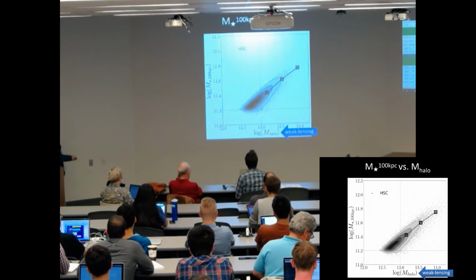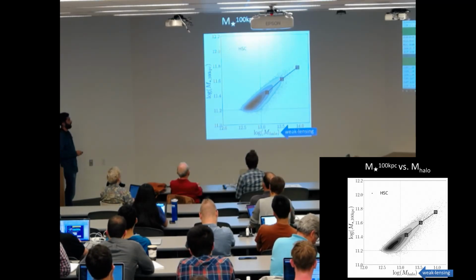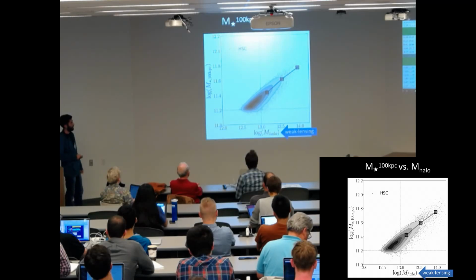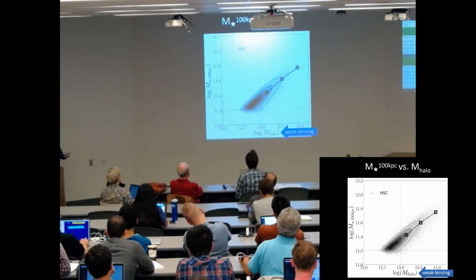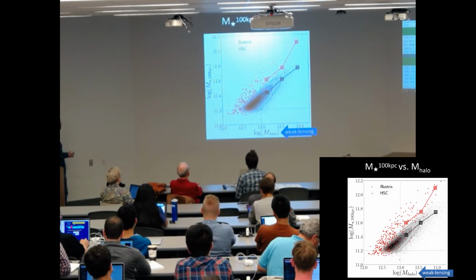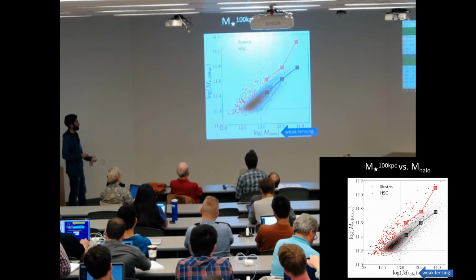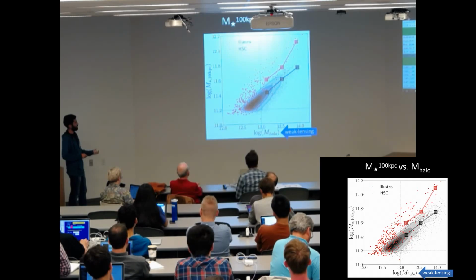And so, like I said, we use weak lensing to get the mass of the halo. We integrate the stellar mass profile to get the stellar mass within 100 kpc. And this is where our HSC sample is complete, and this is where they live. So we can start comparing to our simulations. So we look at our Illustris sample. We see that there's quite a bit of offset from the HSC galaxies.